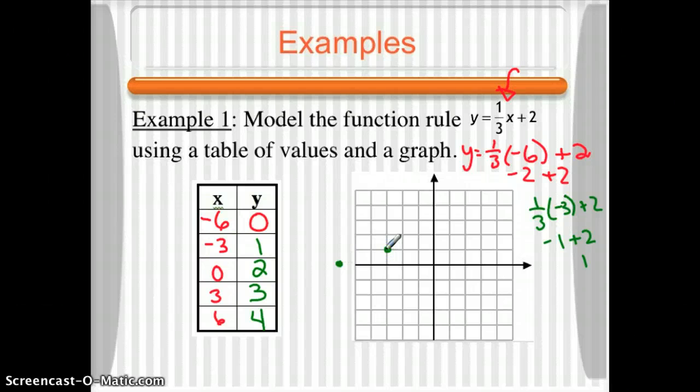-3, 1, 0, 2, 3, 3, and 6, 4. I've got my line. Okay, that models y equals 1/3 x plus 2. And now I'm going to join it with a line, because this one is a straight line. Arrows on both ends, because that would keep on going forever in both directions.